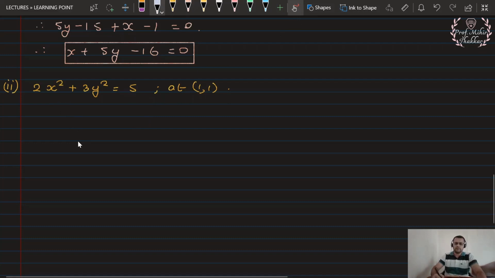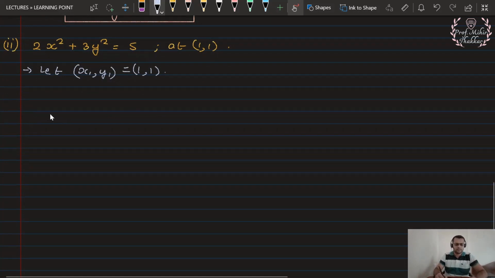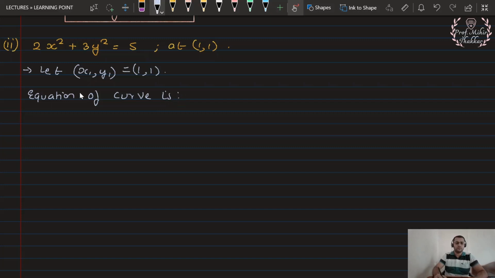Sum number 2, it says 2x square plus 3y square plus 5 is equal to 5 at (x1, y1). Once again, as we did in the previous case, let (x1, y1) is equal to (1, 1) and equation of the curve.